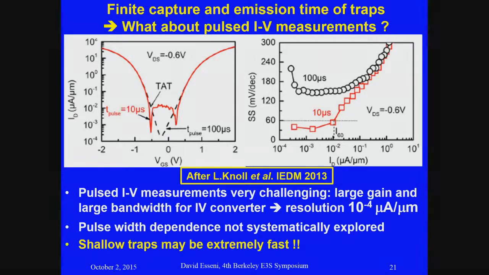It is based on pulsed IV measurements, and the rationale behind this is that if you have finite capture and emission times, then when you go to pulsed IV, you can have significantly different IV compared to the DC ones. And actually, this is the difference. If you look at this in terms of subthreshold slope, you can probably see a significant difference between the 100 microsecond pulses and 10 microsecond pulses. But these are the original IVs, and it's up to you to judge how big this effect is. Shallow traps can have extremely fast capture and emission rates, and this measurement is very challenging.